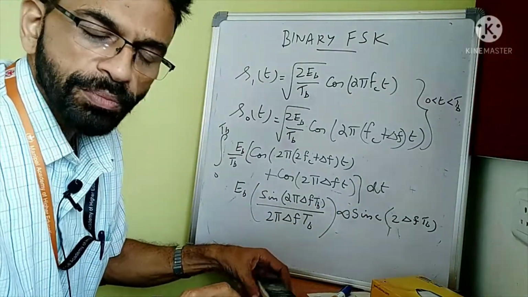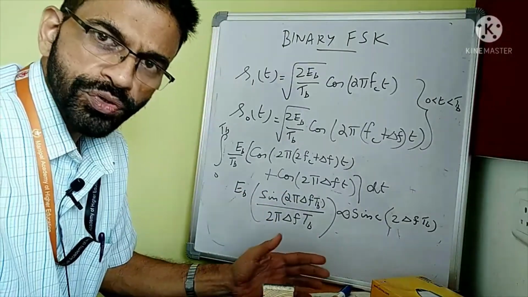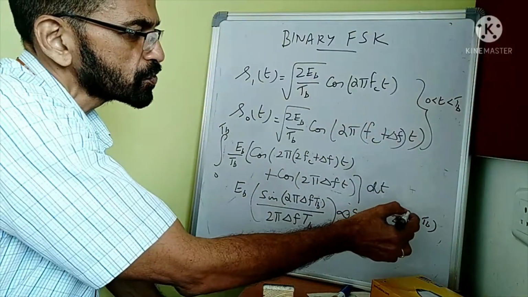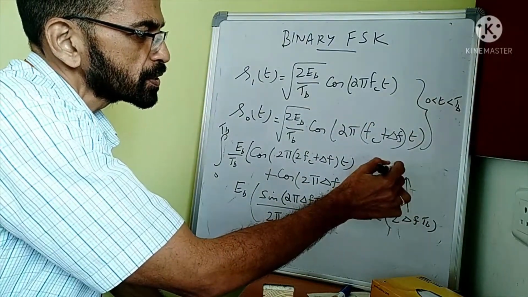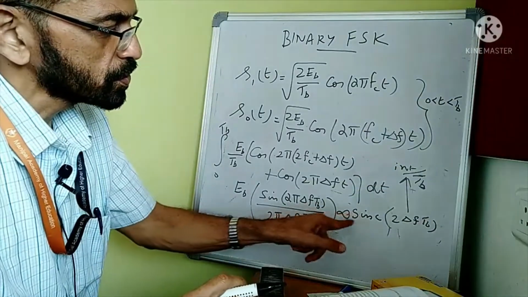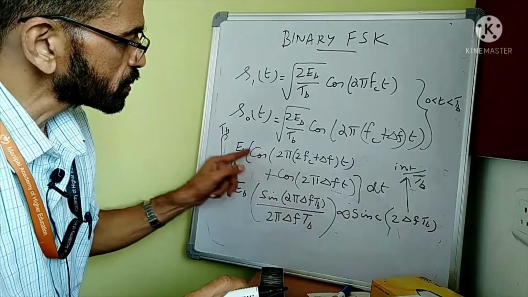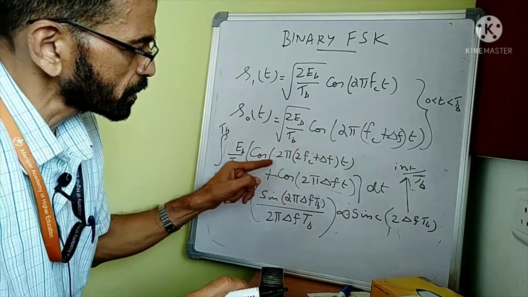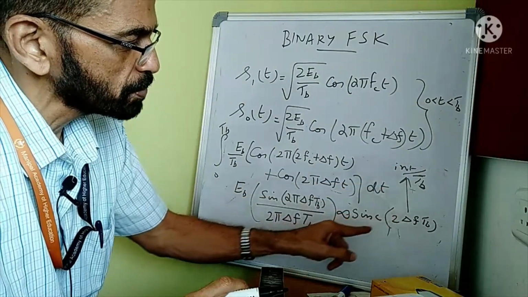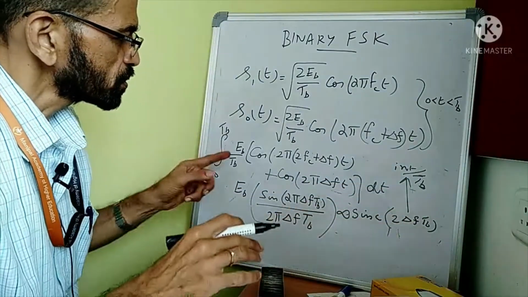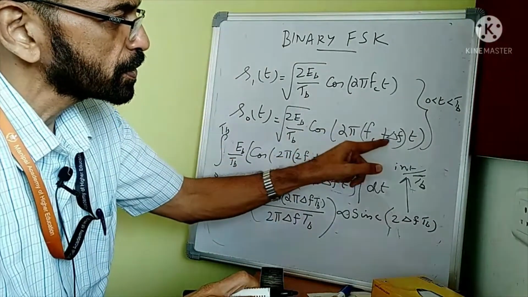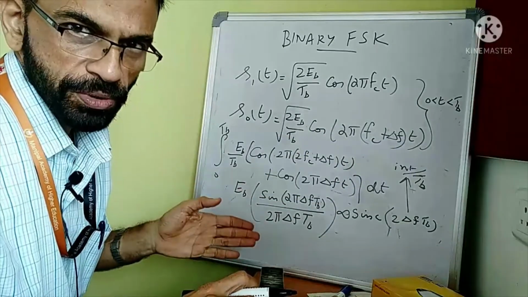Sinc 0 is 1, but sinc 1 is 0, sinc 2 is 0, sinc 3 is 0, so sinc of an integer is 0, which means that if delta f is an integer times 1 by TB, this result will be 0. When you perform the integration, this will also be 0, which means that the signals S1t and S0t will be orthogonal to each other if delta f is an integer times 1 by TB.